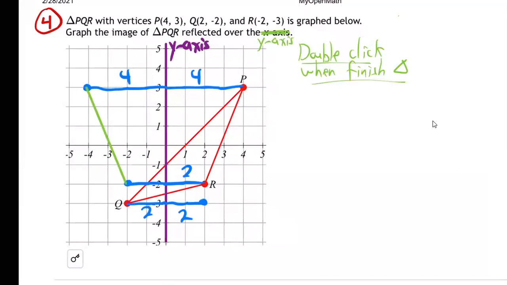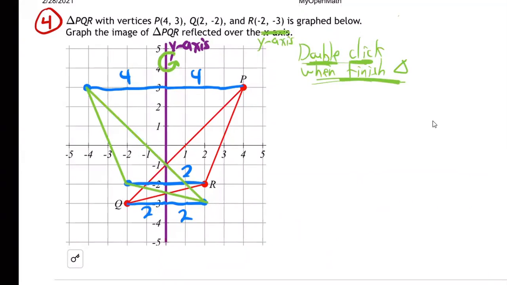So these 2 connect, and these 2 connect, and those 2 connect. And there we go. So now I just reflected the triangle over the y-axis. It looks like it, doesn't it? It looks like we took the y-axis and turned it like a barbecue rotisserie, and the triangle just flipped over the y-axis. Again, don't forget to double click when you finish your triangle.